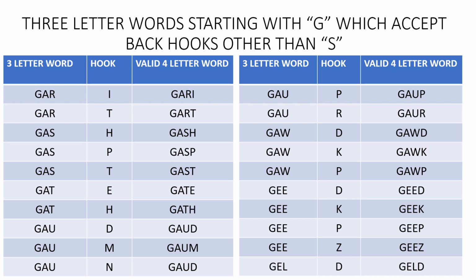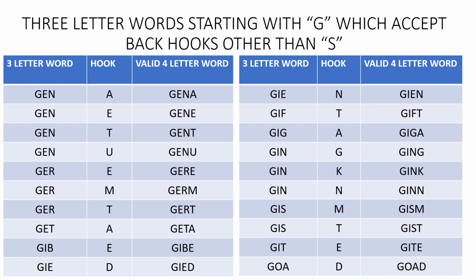Some of these which may help you score a lot are like GEE accepts Z as back hook. So if you place it properly, you may get a very high score. And the list continues like GEN accepts A, it becomes Gena. Gene is quite a common word, but we must know that GEN also accepts U as back hook. It becomes Genu. And you can have a look at the remaining words given on the list and move to the next slide.